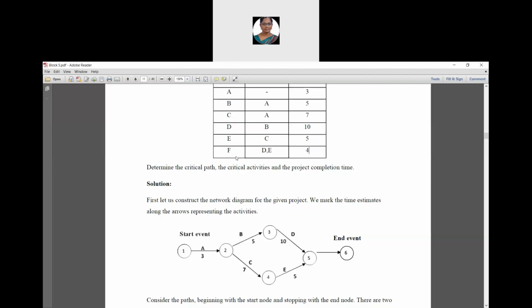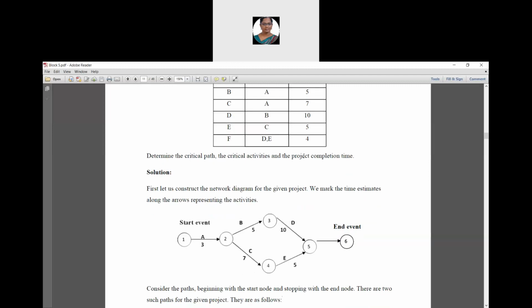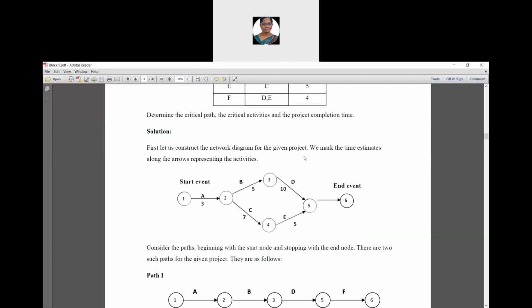F has the predecessor activities D and E. Its time duration value is 4. Okay. So now we are going to find the critical path.